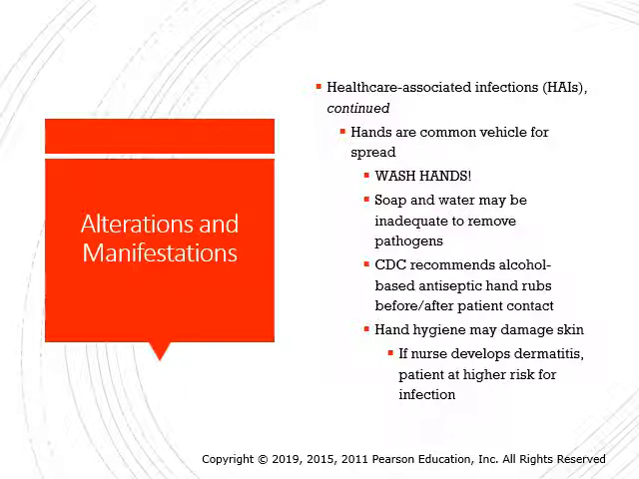Soap and water may be inadequate to remove the pathogens, and in that case we may move forward to alcohol-based antiseptic hand rubs before and after patient contact. And even with bathing patients, we have gone to the use of chlorhexidine soap in patients who have central lines, dialysis catheters, indwelling urinary catheters, to continue to decrease the amount of microorganisms on the skin surface.